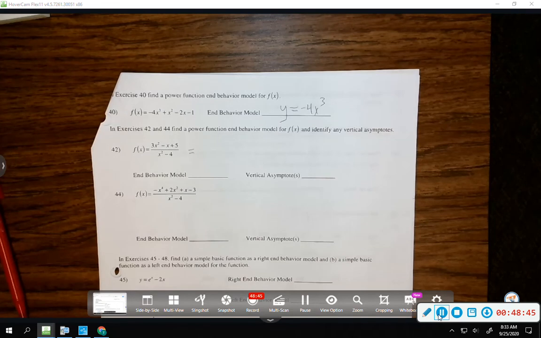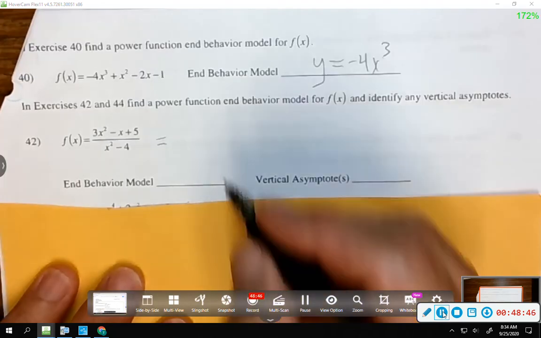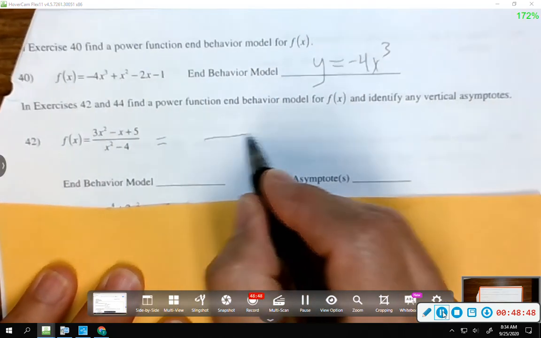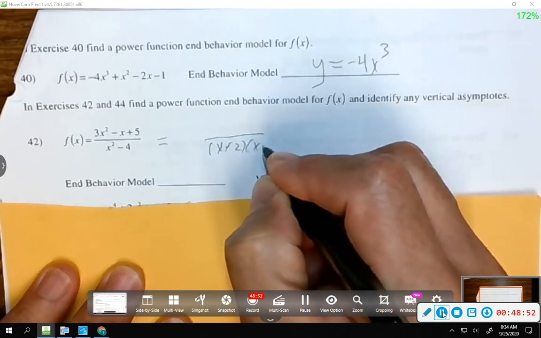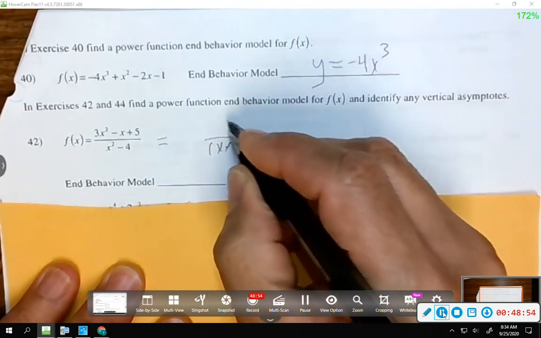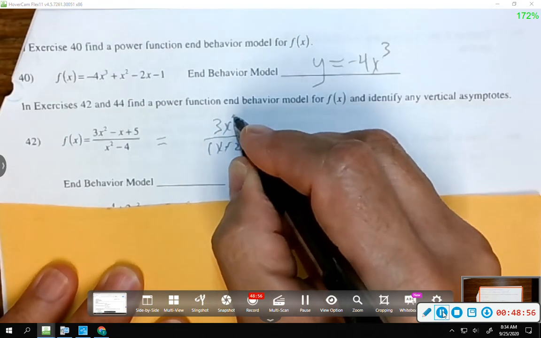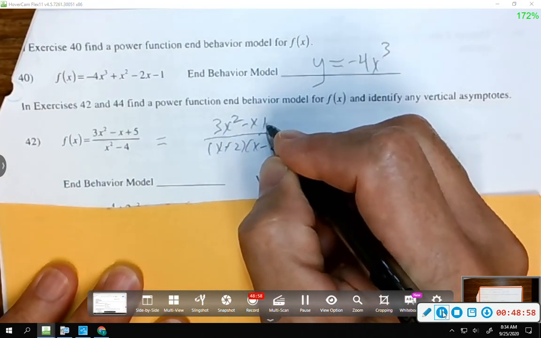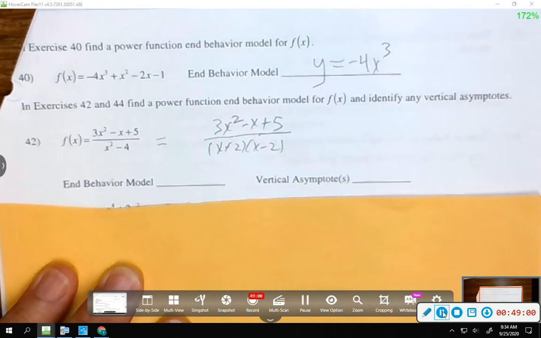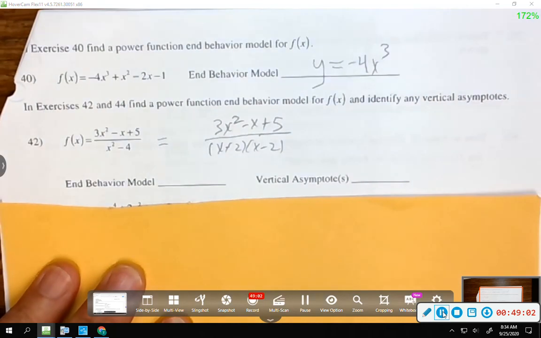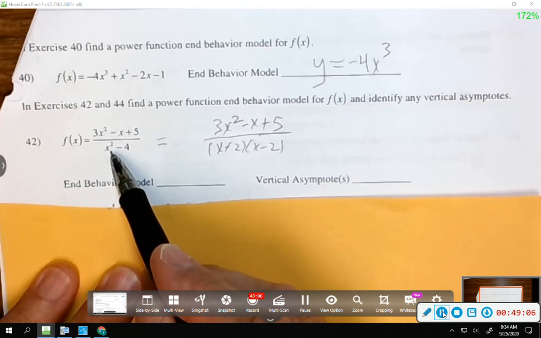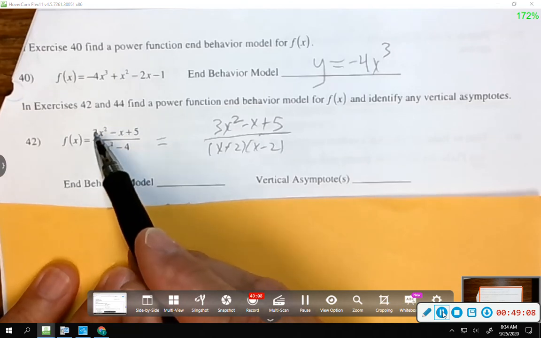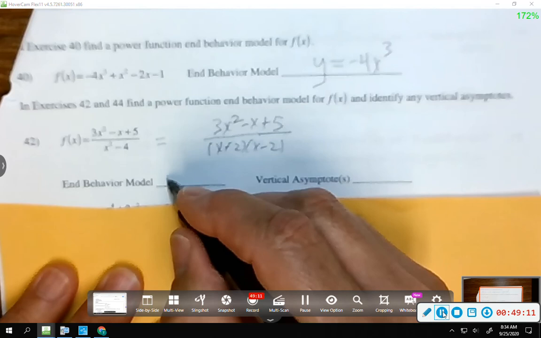But we do need to factor the denominator. X plus 2 times x minus 2. The numerator we can leave. It's not factorable, by the way. Our end behavior model. Look here. The degree on top in the numerator is the same as the degree in the denominator. So I look at the coefficients of the highest degree terms. Y equals 3. That's the end behavior model.